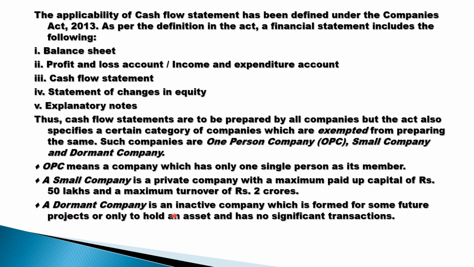A dormant company is an inactive company. It means the company is not active, it does not undertake any production activity, and is formed for some future projects or only to hold an asset and has no significant transactions. So a dormant company does not produce goods, they only keep the assets in custody and there will be no important transactions like purchase, sales, etc. So these 3 companies are totally exempted from preparing cash flow statement.